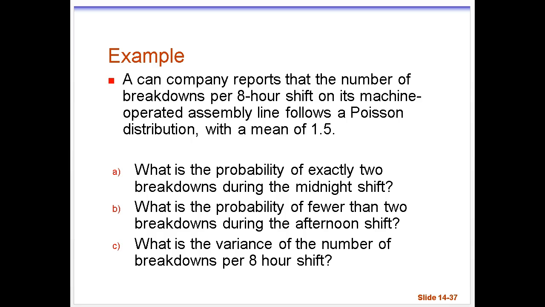We're told a can company reports that the number of breakdowns on an 8-hour shift follows a Poisson distribution, and the average number of breakdowns is 1.5 over that particular time frame. That's one thing that distinguishes Poisson distributions from binomial: you're usually counting the number of times something happens over some given unit of time, or area, volume, or whatever.